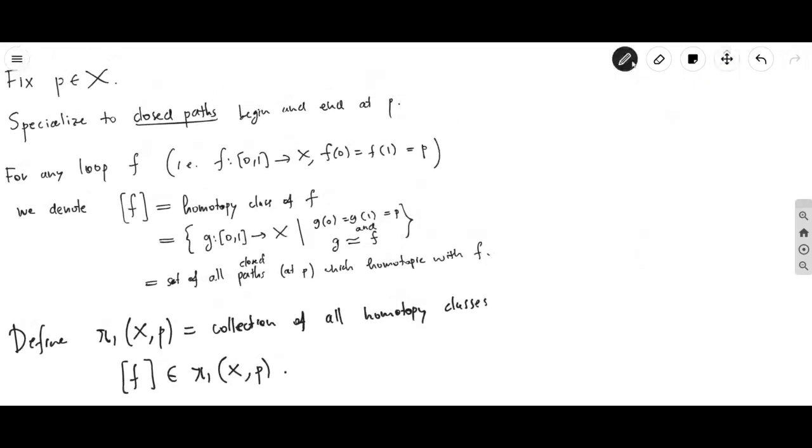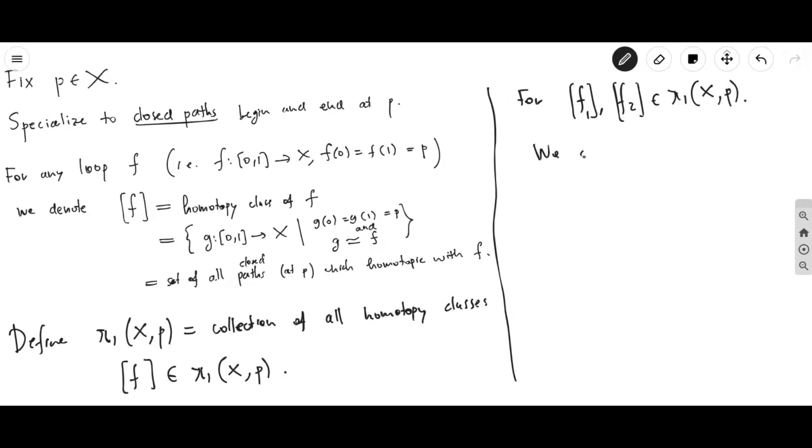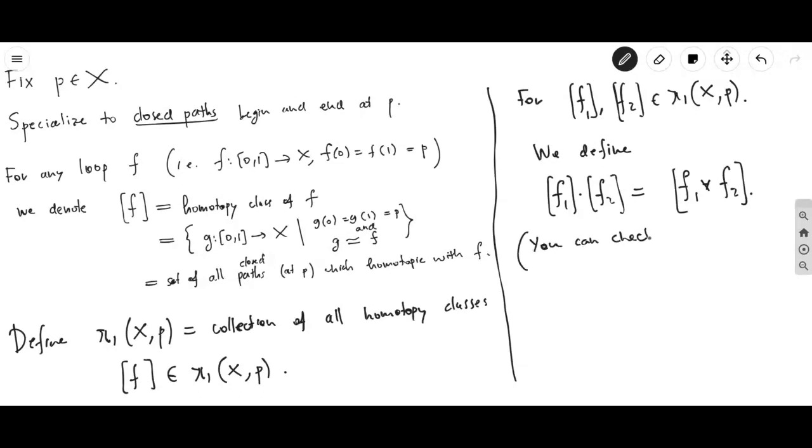So here's how we get a group. Let's say we have F1 and we have F2. So these are homotopy classes. We define multiplication. So we say that multiplication is defined by juxtaposition. We take F1 and we juxtapose it with F2. That's the way multiplication is defined. And you can check this is what we call well-defined.